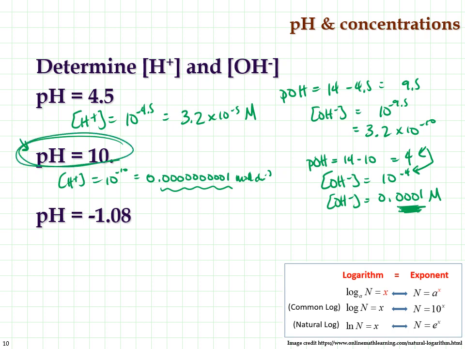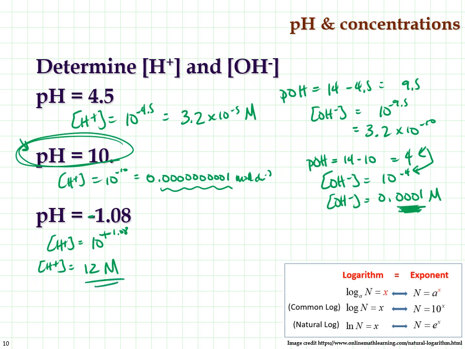All right, let's do one more. pH of negative 1.08. This is a crazy super strong concentrated acid. So my hydrogen ion concentration is going to be 10 to the negative of negative 1.08. Negative negative makes it a positive. So my hydrogen ion concentration is going to be 10 raised to the 1.08, and that is equal to 12 molar, or 12 moles per cubic decimeter.